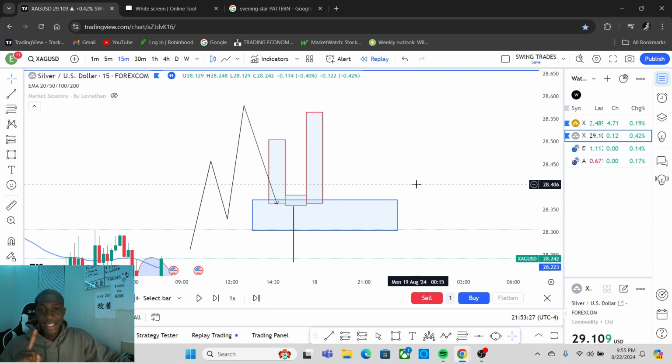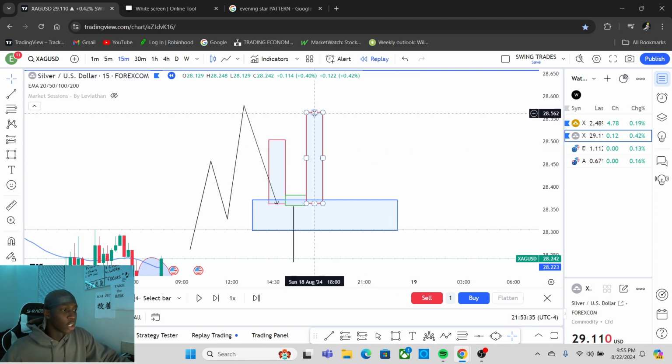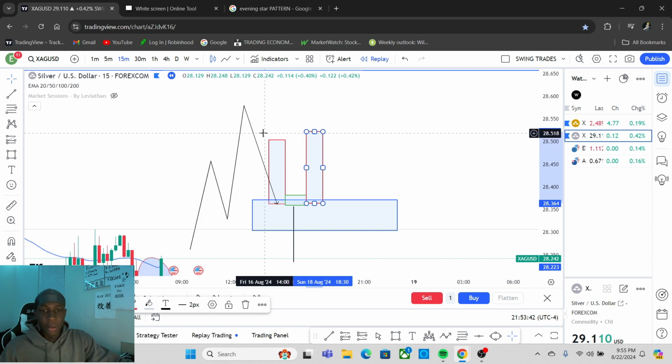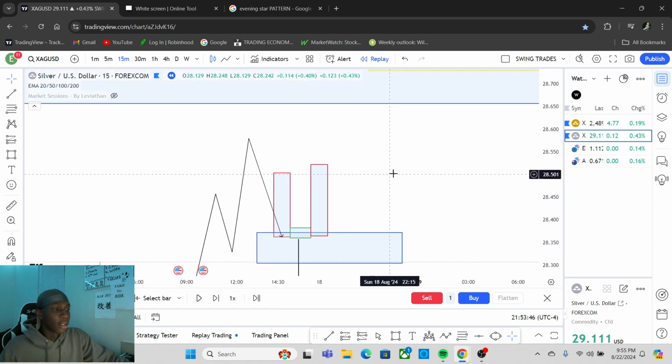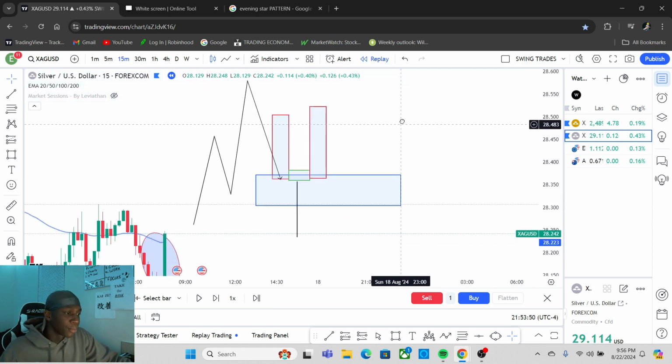No, I can't take the trade yet because I have to wait for the third candle. Now, the third candle in this sequence is called the bullish engulfing candle, right? An engulfing candle is literally a candle that engulfs the last candle. So it would engulf this candle, but it also needs to engulf this candle right here. So it needs to engulf the last two candles for me to count this as a morning star pattern. Now, there's exceptions to the rule, but that's for if you're more advanced and you understand it, right? So let me just break it down.